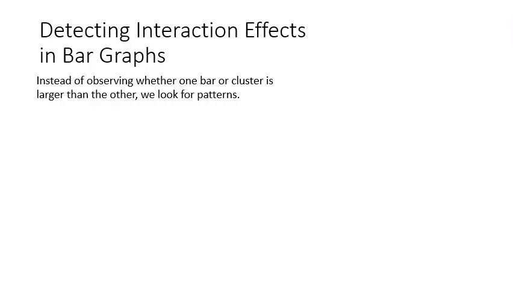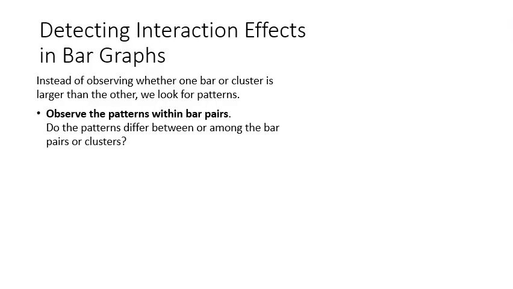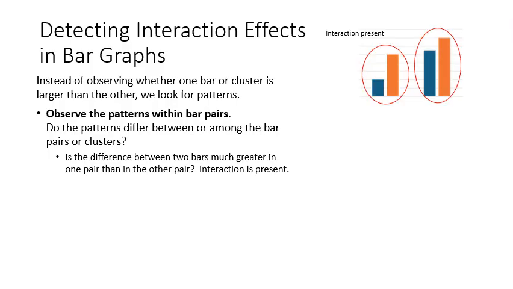So instead of observing whether one color or one cluster is larger than another cluster or color, we look for patterns inside clusters. So observing the pattern within bar pairs, we're going to look for whether patterns differ between or among the clusters. So is there a difference between two bars? Like is the difference between two bars much greater in one pair than the other pair?